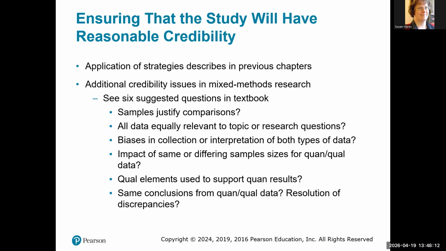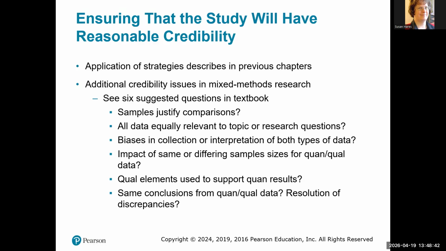In addition, there are 6 questions suggested in the textbook for mixed mode that you should consider. Do the samples justify the comparison, especially if you're doing a histometric study? And I use histometric techniques to look at biblical and extra-biblical writings, which we'll go through. Do the samples justify the comparison? That's part of the methodology.